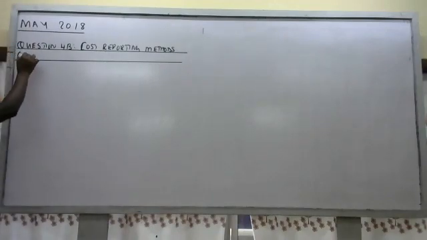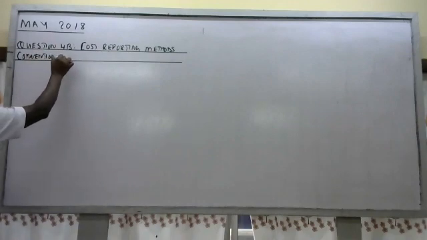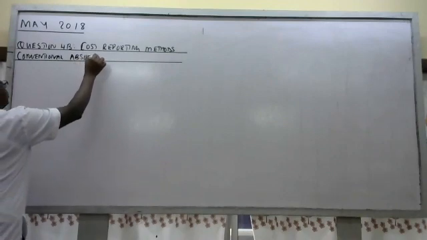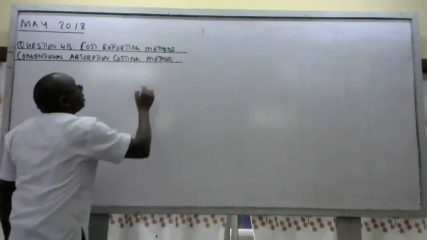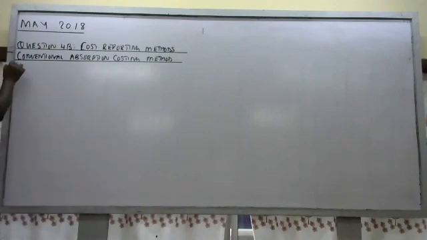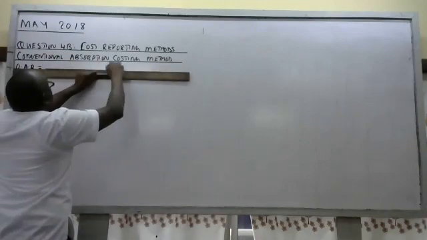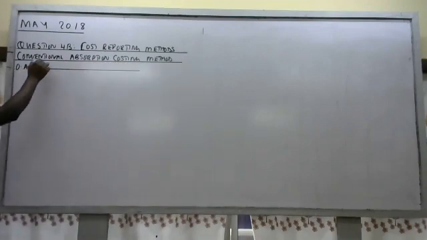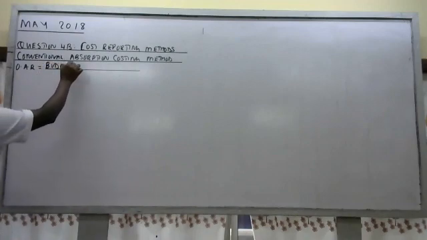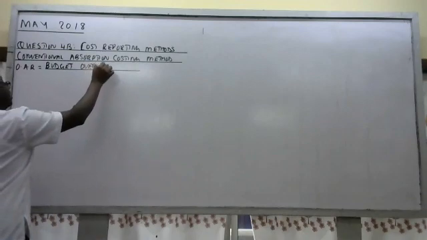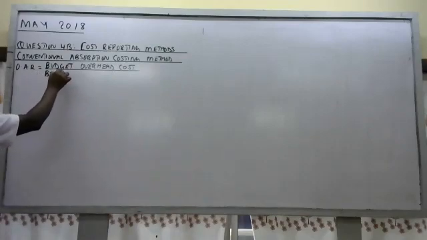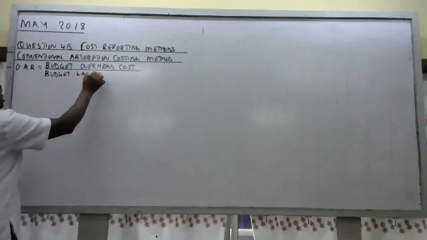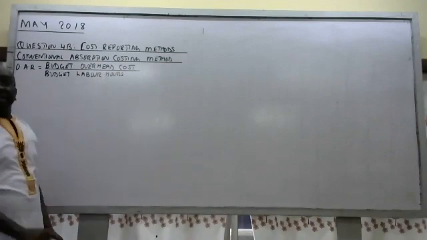So this is the conventional absorption costing method. In this one, the OAR, the overhead absorption rate, will be budget overhead costs divided by budget labor hours. You divide by budget labor hours.